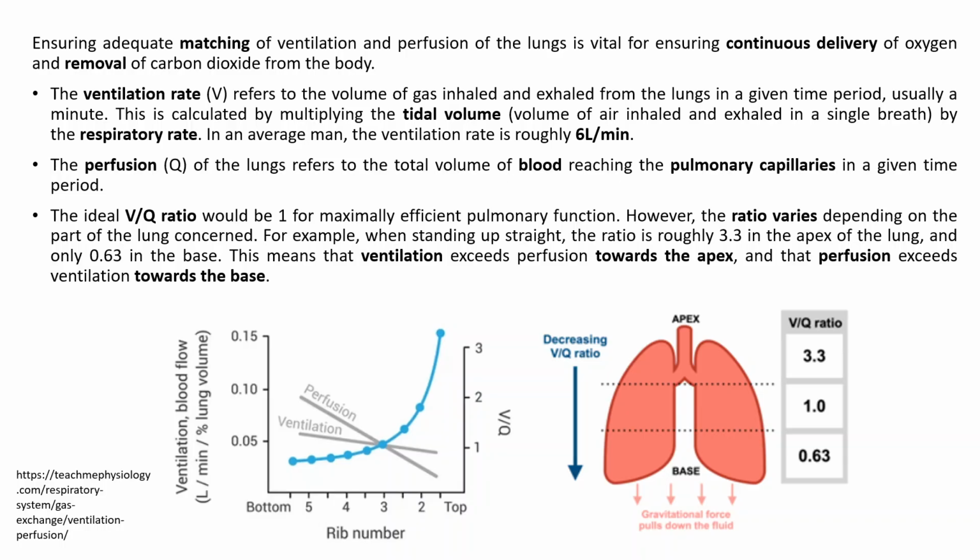But this ratio would also vary, not just in different situations, like if someone has some disease or is doing some exercise, but also depending on which part of the lung you're looking at. For instance, when a person is standing up straight, the ratio is different in different parts of the lung. At the apex of the lung, or the top part, it's about 3.3, meaning the ventilation rate is 3.3 times the perfusion. Towards the middle, it's closer to 1, right? And at the base, it's the lowest, meaning that perfusion is higher, but ventilation rate is lower.